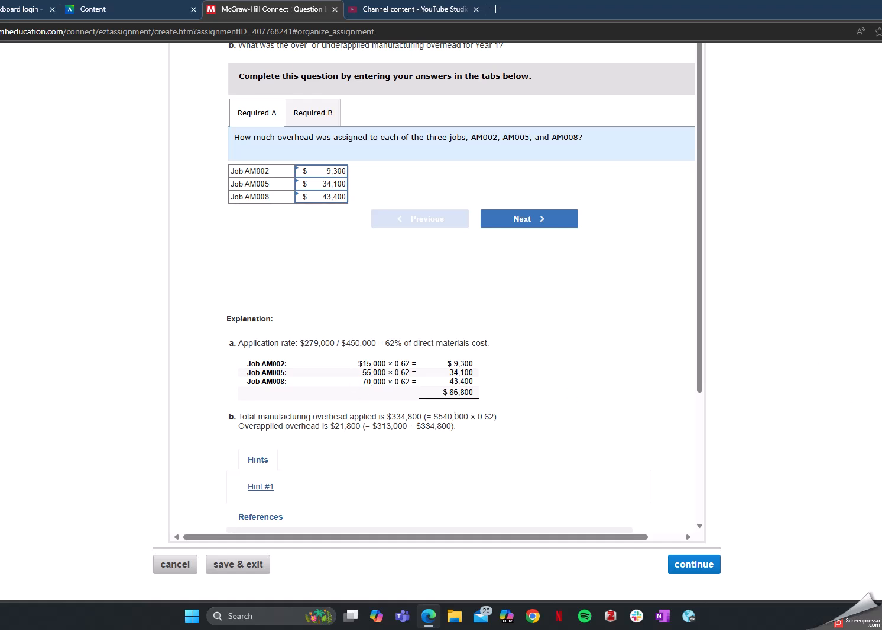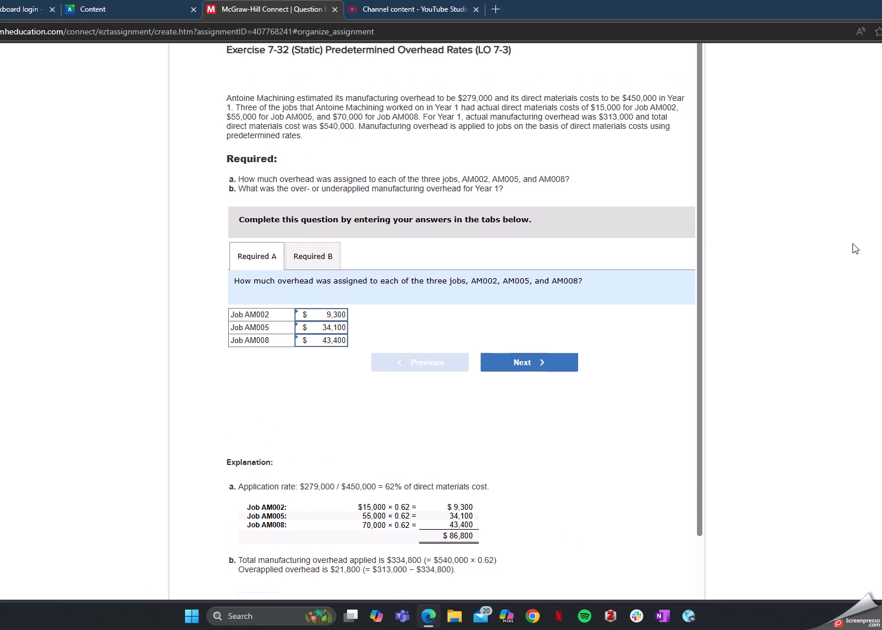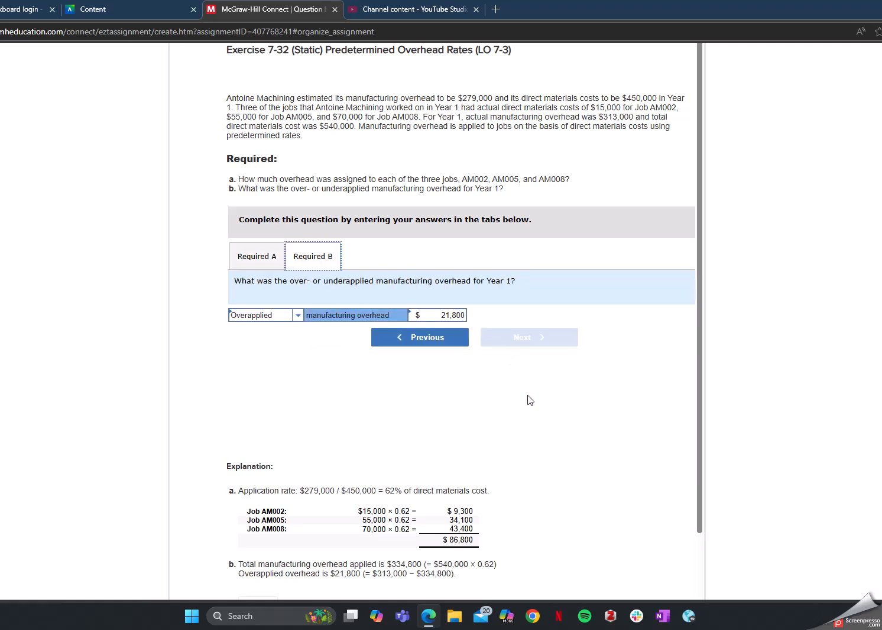So then we're going to take the direct materials for each one of those jobs. So $15,000 for job AM002, $55,000 for job AM005, and then $70,000 for job AM008. So we'll take each one of those, multiply by the 62% to get to the cost that we're going to allocate from an overhead standpoint. And then what was the over or under applied manufacturing overhead? So we add them up, all 3 jobs, what did we allocate in total?